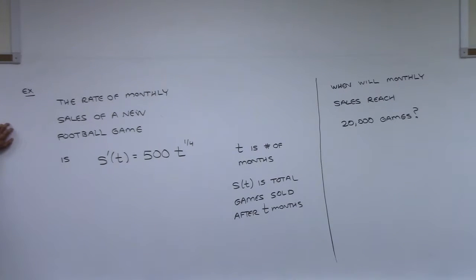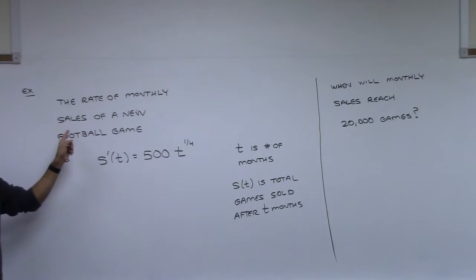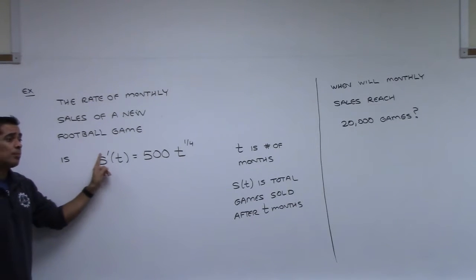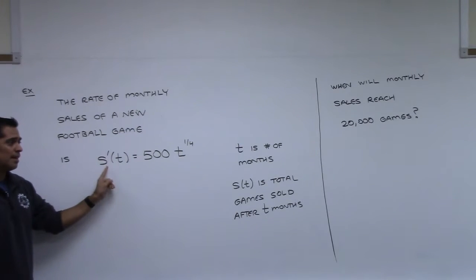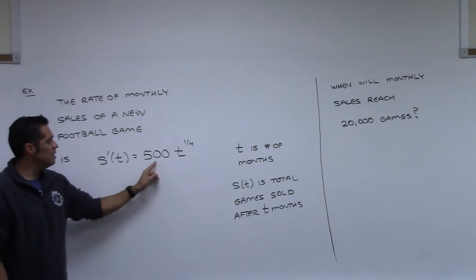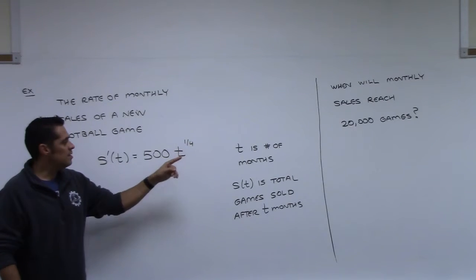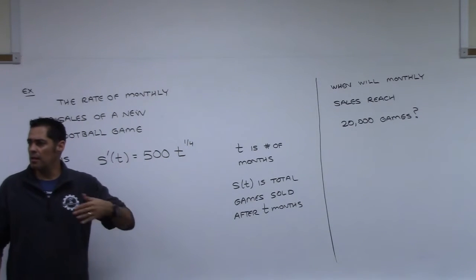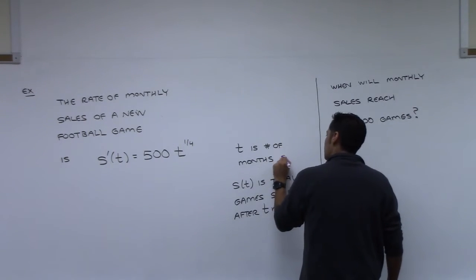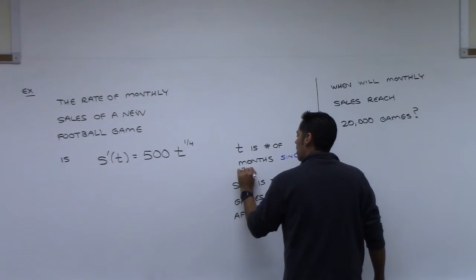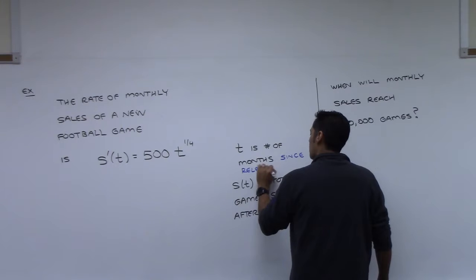You ready to talk about this? Okay. The rate. When we see the word rate in a word problem, we should be thinking derivative. The rate of monthly sales of a new football game is given to you by S prime of t. So this is a derivative, right? Derivative is a rate. So this is the rate at which we're selling games, equal to 500 times t to the 1/4 power. T is the number of months that have elapsed. Maybe I should put that. Number of months, let's add, since the release. Since we released the game. So since release.